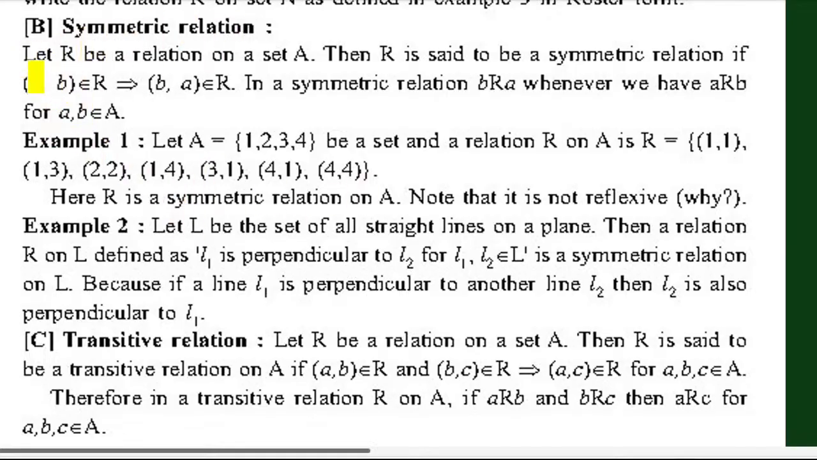What is a symmetric relation? Let R be a relation on the set A. Then R is said to be a symmetric relation if this is a condition: (a,b) belongs to R implies (b,a) also belongs to R, exactly the opposite. If it is (1,2), then you should have (2,1). It should belong to R.